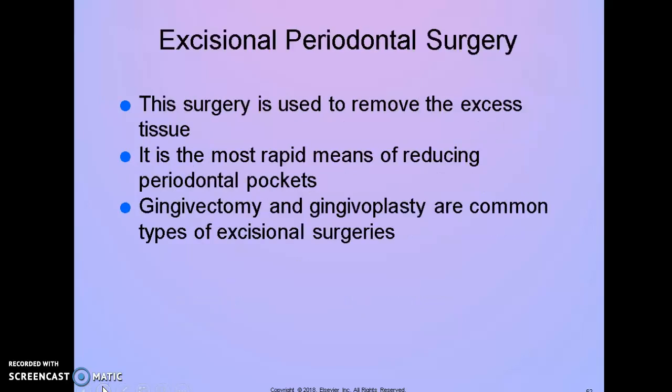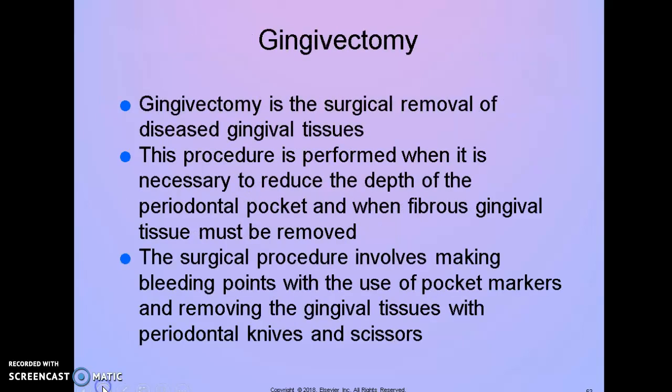When we talk about surgery, we can talk about a few different types. The first is excisional periodontal surgery. This type is used to remove excess tissue. It is the most rapid means of reducing perio pockets. Gingivectomy and gingivoplasty are the common types of these excisional surgeries.